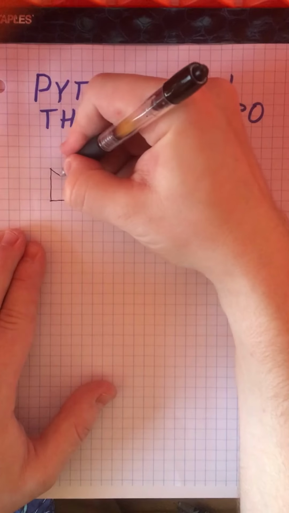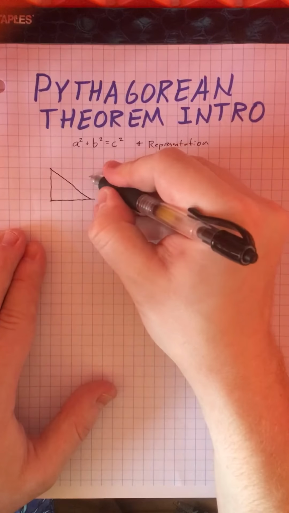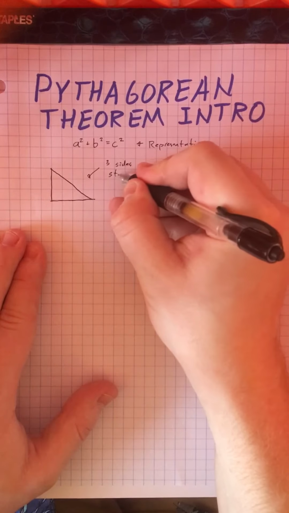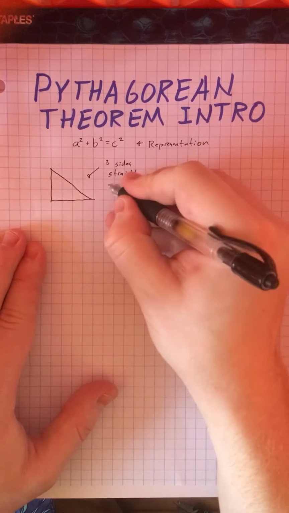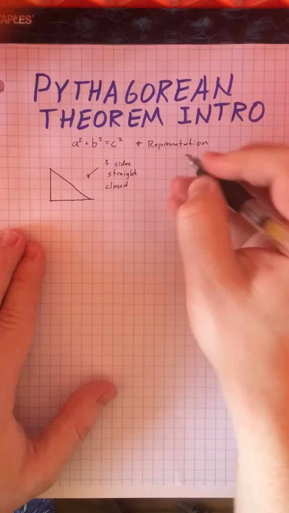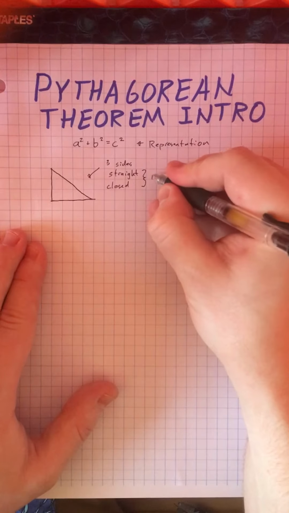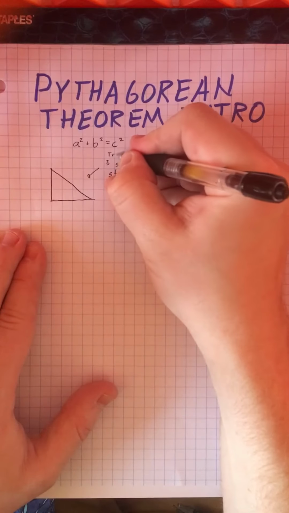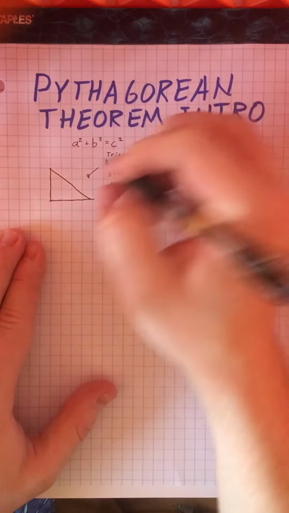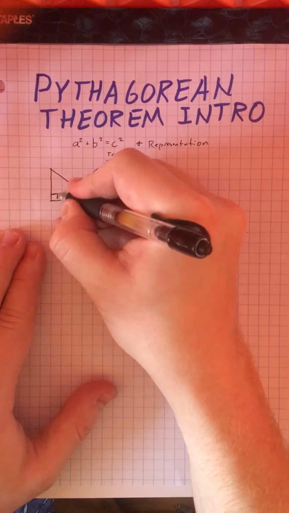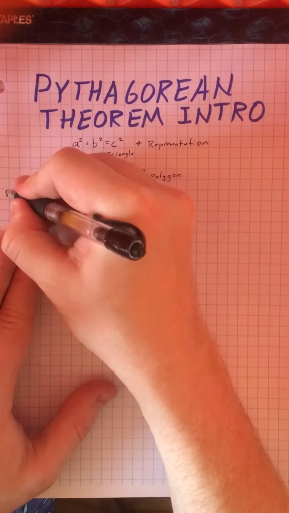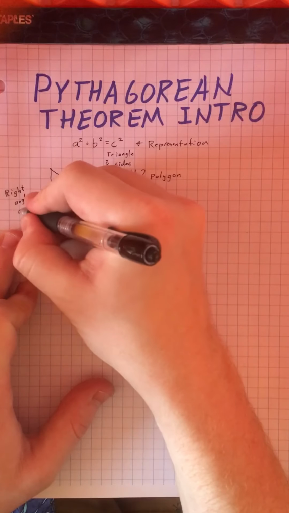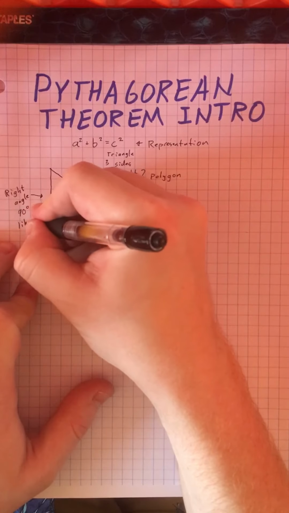So a right triangle, first off, is a triangle. This means it has three sides. The sides are all straight. It is closed, meaning it has no gaps. And those two things together make it what we call a polygon. So this gets us triangle. A right triangle is a triangle that has a right angle, meaning an angle that measures 90 degrees, like the corners of a square.